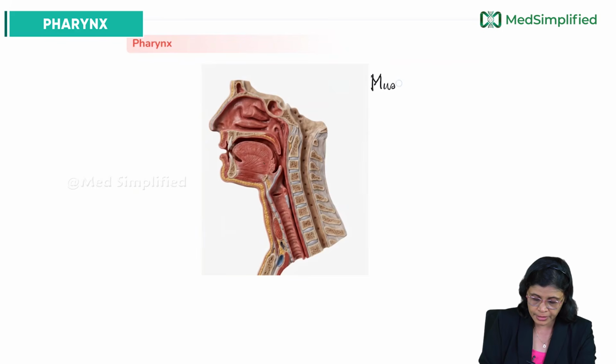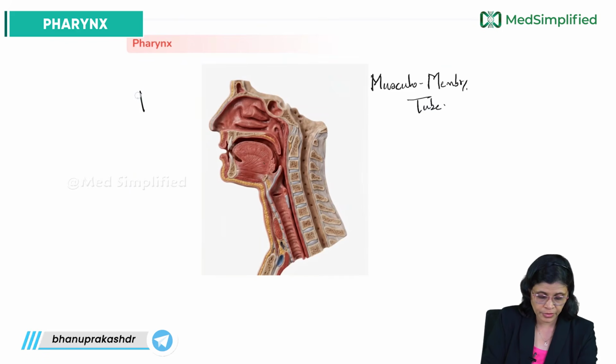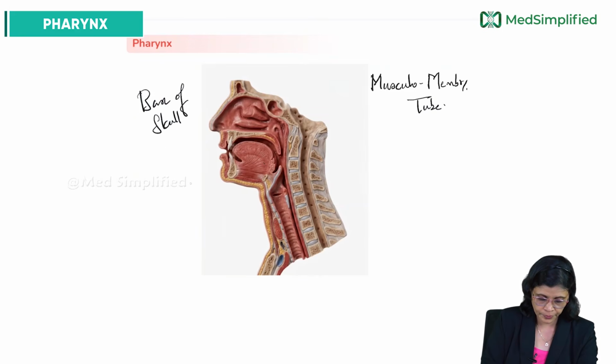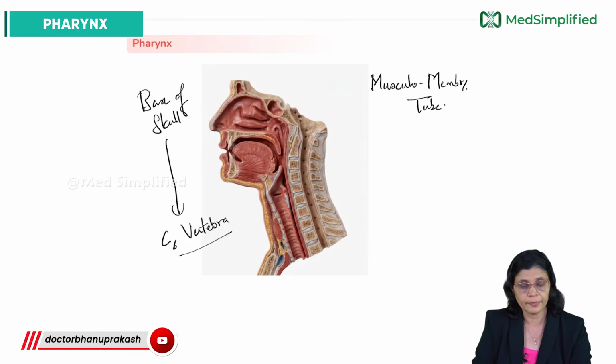Pharynx is nothing but a musculomembranous tube. So from where to where is it extending? From the base of the skull up to the level of C6 vertebrae, cervical vertebrae. So it extends up to that level.